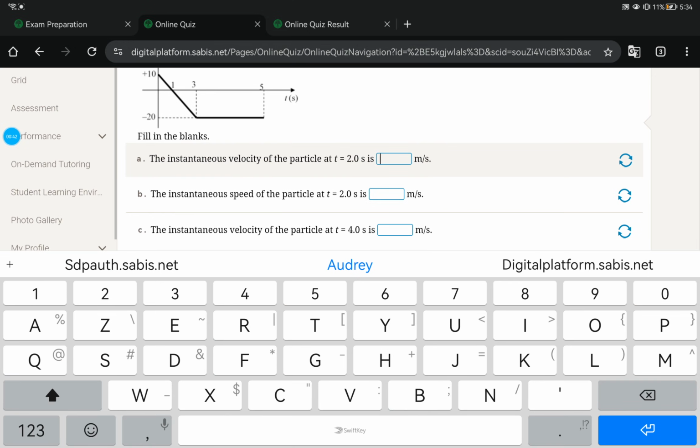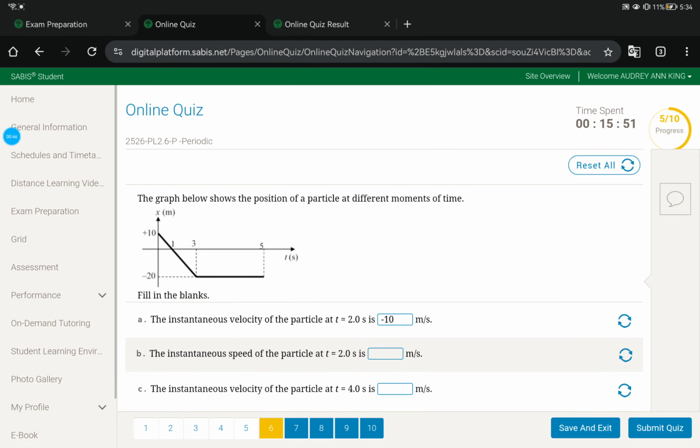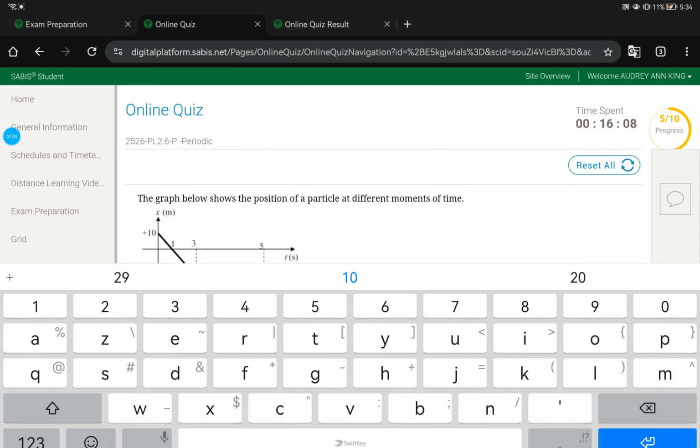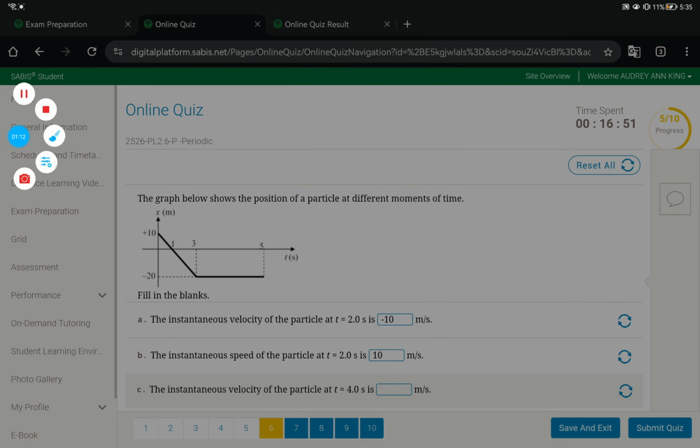So for part B, the instantaneous speed of the particle at 2 seconds. The instantaneous speed is essentially the instantaneous velocity, but without the direction. So it's the same thing, but instantaneous speed is a scalar quantity. If it's a scalar quantity, that means you can't put a negative, meaning it's going to be the same thing but positive.